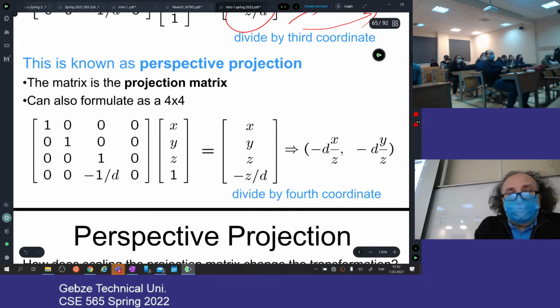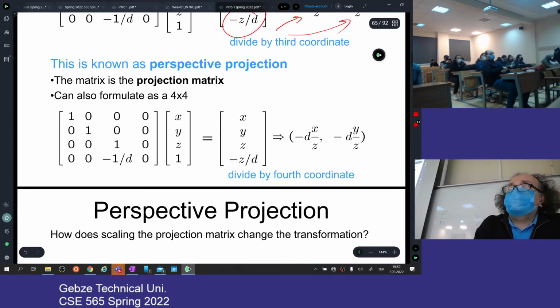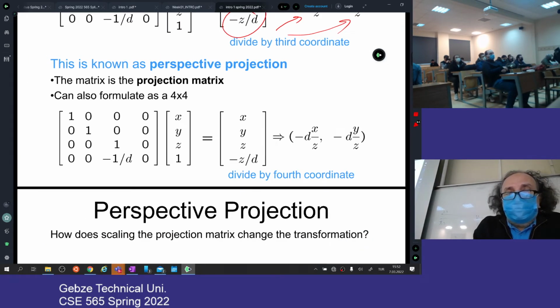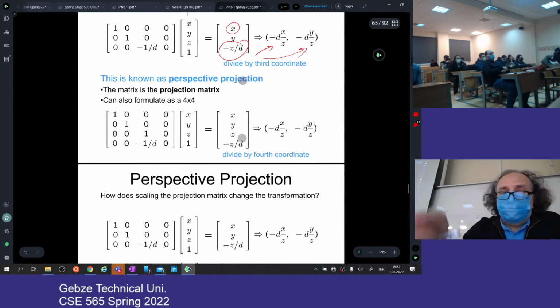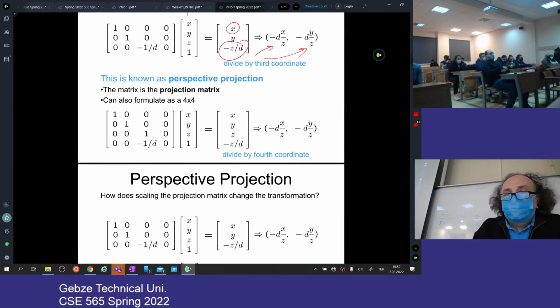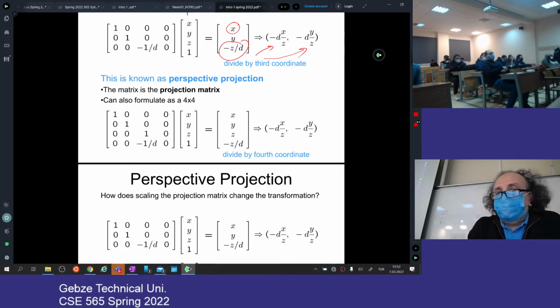So this would become d, and this is multiplied with minus d. So this will be minus d, and 1 here. Okay, it could be that way too. So it would be either a 4 by 4 matrix or a 3 by 4 matrix. Both of them will work. I will end up with the same numbers.